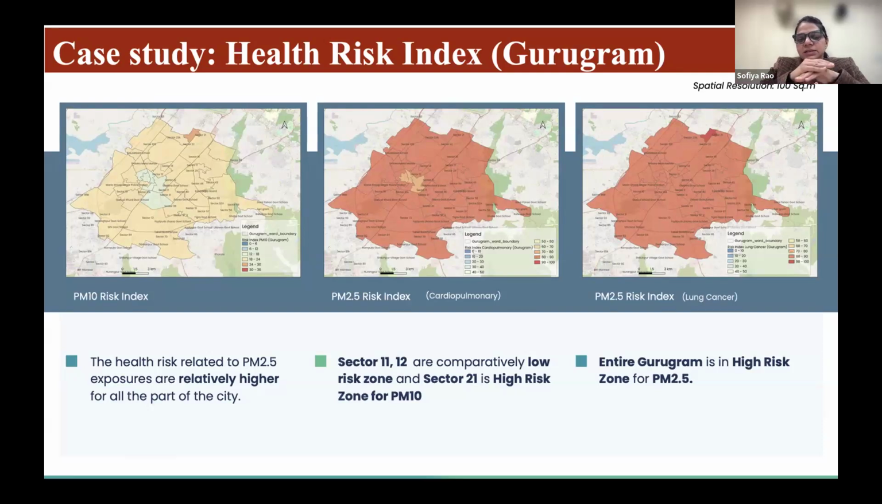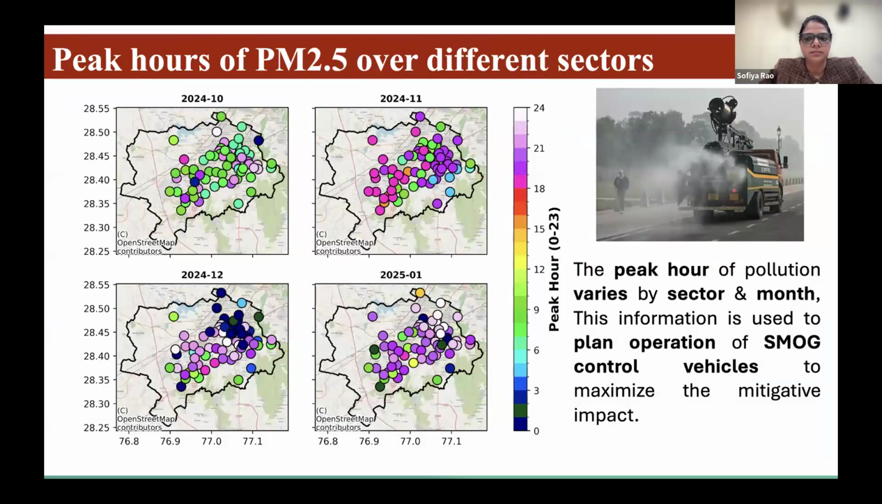All the sensors are deployed in government offices, whether it's public health offices, hospitals, or police stations. In this deployment, we haven't used any resident space. Because of good support from the government, we were able to set up all the devices at government places and offices. Now, this is another good outcome: peak hours of PM 2.5 over different sectors.